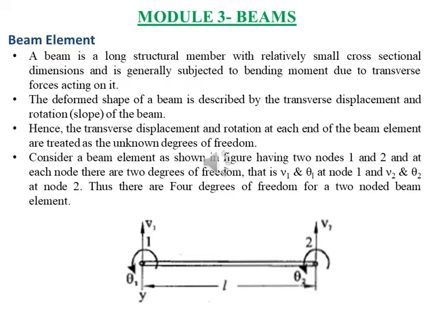Let us consider a beam which is shown in the figure below, and it is considered to have 2 nodes, node 1 on the left-hand side and node 2 on the right-hand side, and each node has 2 degrees of freedom, that is u1 and theta 1 at node 1 and u2 and theta 2 at node 2. So there are a total of 4 degrees of freedom for a 2-noded beam element, 2 at each node.